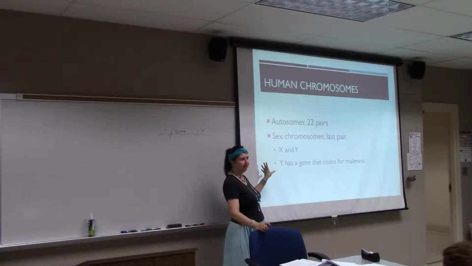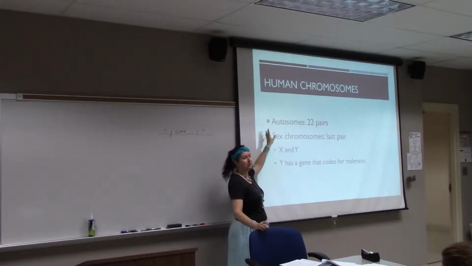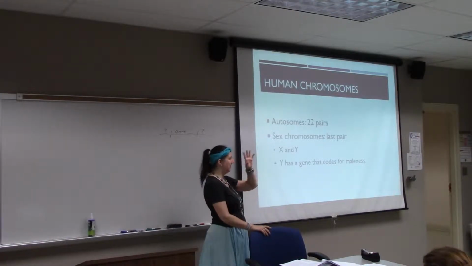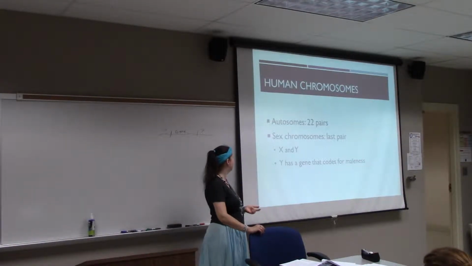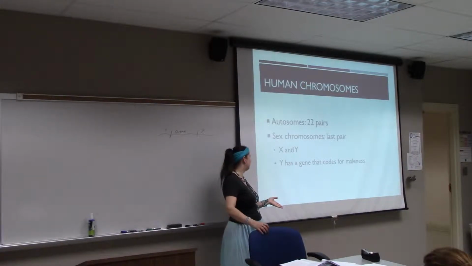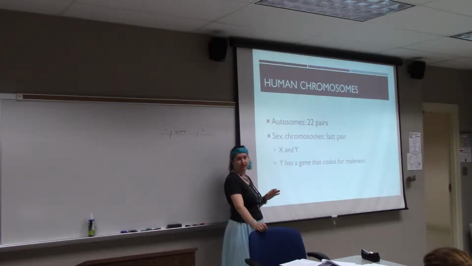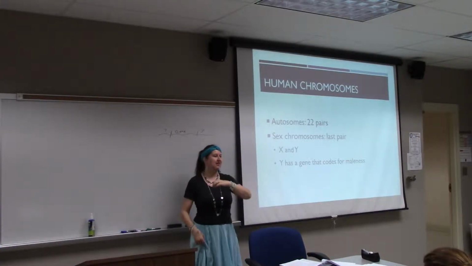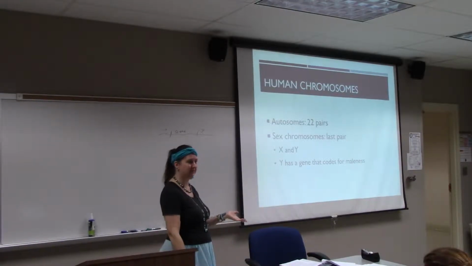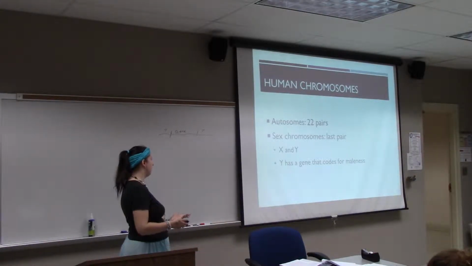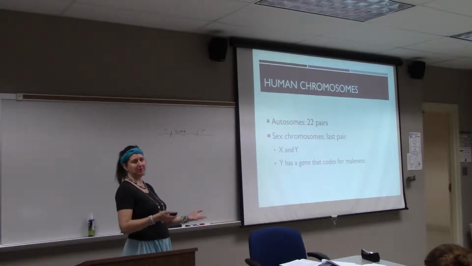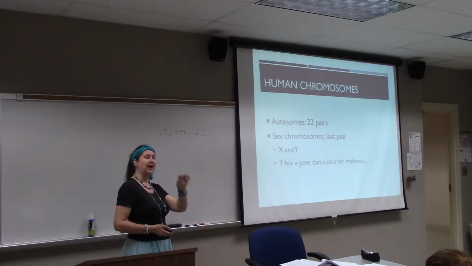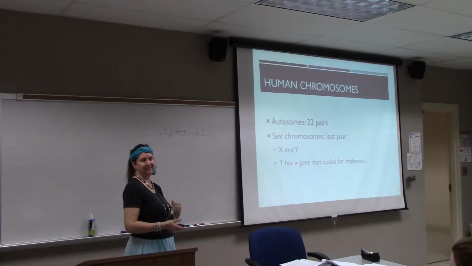Of our 23 chromosomes, 22 are called autosomes. That means self-body. These are the same regardless of sex. And then the last pair is the sex chromosomes, X and Y. We'll talk more about these coming up. Y actually has a gene on it that causes an embryo to develop as a male. And that's why you have to have a Y to be a male. It's not just, here's this chromosome. It's, this chromosome is here, and this gene activates.